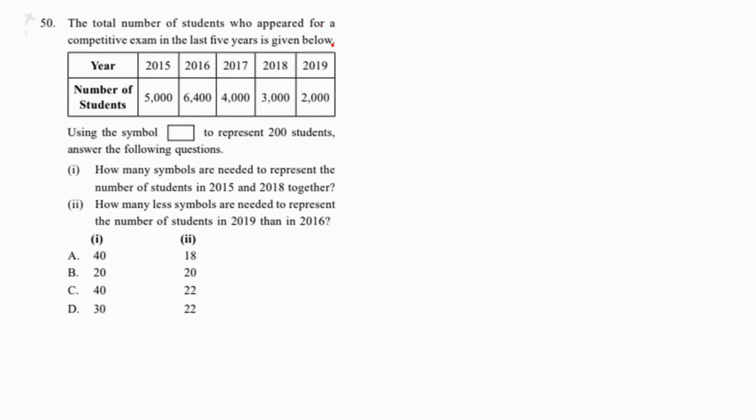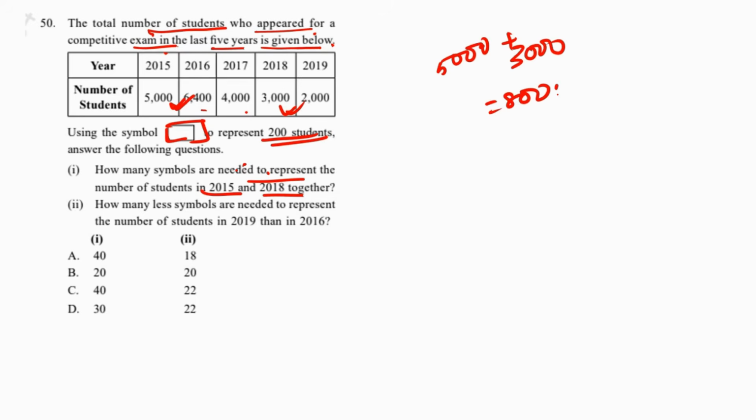Coming on to the last question for our paper. The total number of students who appeared for a competitive exam in the last 5 years is given below. One rectangle has to be used as 200 students. So let's find out for the first one, how many symbols would be needed to represent 2015 and 18 students together? 2015, 5,000 students, 18, 3,000 students. So 5,000 plus 3,000. That's a total of 8,000. Each symbol would be representing 200. So basically 8,000 divided by 200, 40 symbols would be needed for the first one.